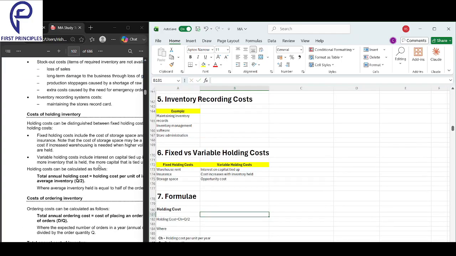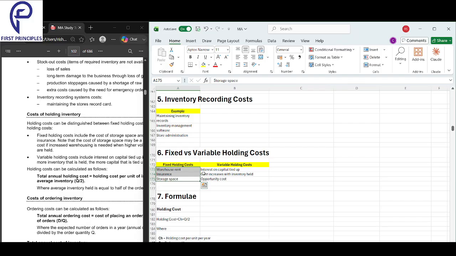Next, high fixed cost versus variable cost. Warehouse rent is fixed. Insurance again will be a certain cost. Store space again an opportunity cost. So warehouse rent, insurance and storage space, these are your fixed holding costs, right? The rent will be fixed, insurance premium will be fixed, storage space will be fixed. So you have to pay your fixed cost.